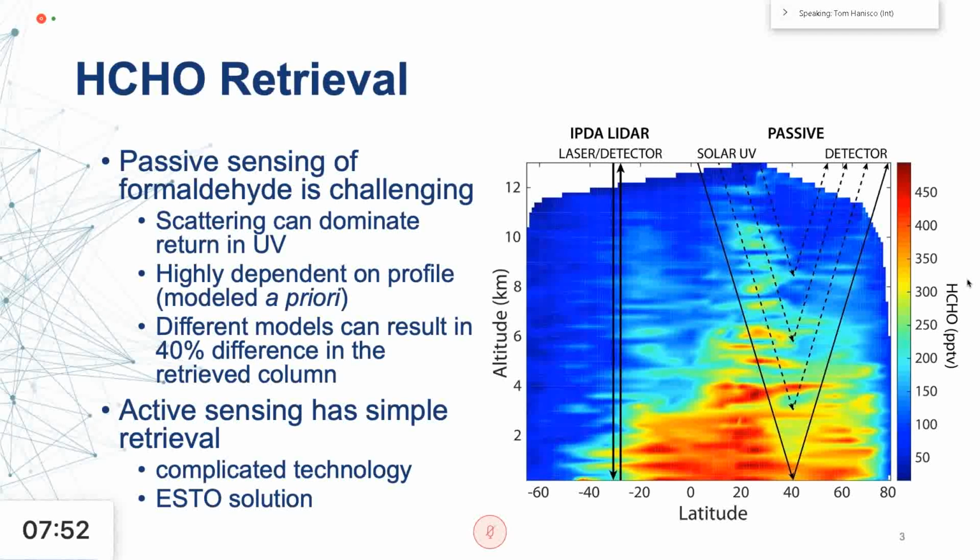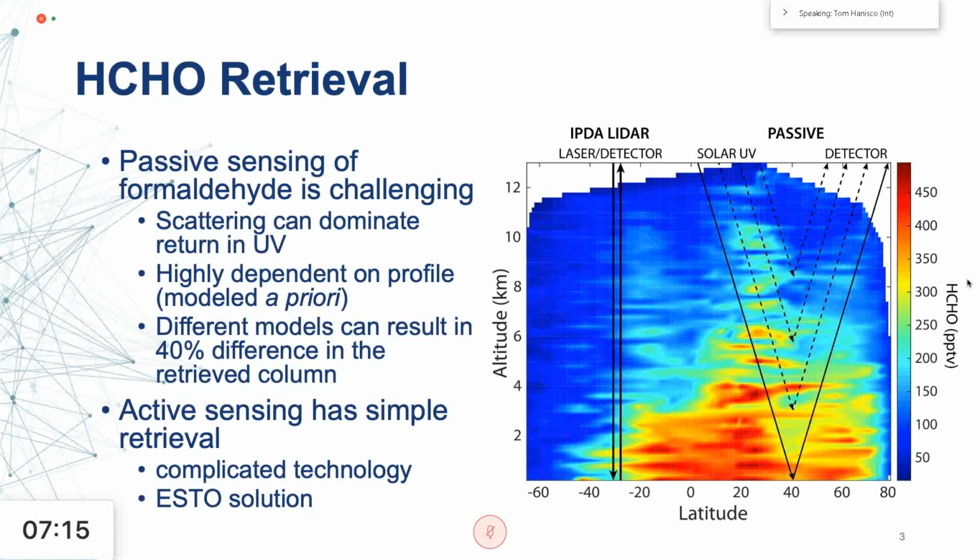This is the challenge. The current method of measuring formaldehyde is passive. It's UV-vis spectroscopy. And in the figure on the right-hand side, I give a very oversimplified view of what passive sensing is. It's basically using the sun as a light source. The light from the sun reflects off the ground into a detector, but it also reflects off of all sorts of other things in the atmosphere, whether it's molecular scattering or scattering off of clouds. It still gets into the detector.